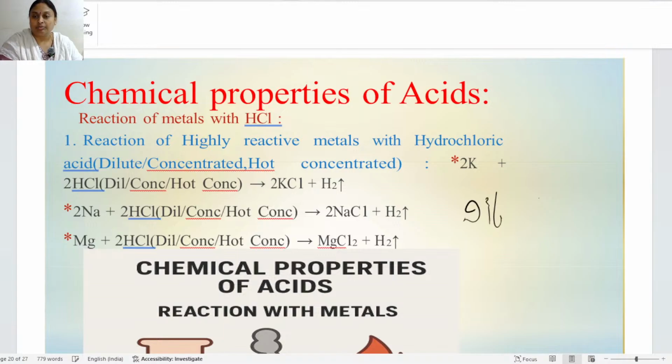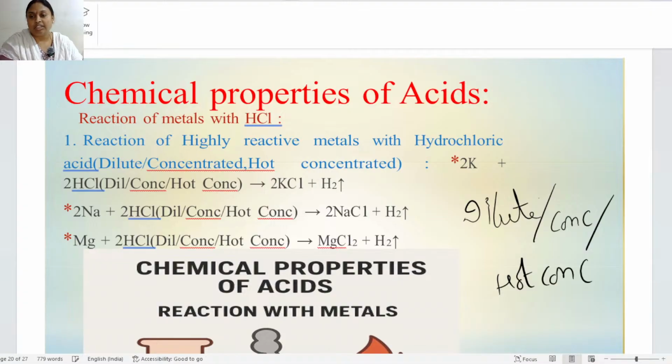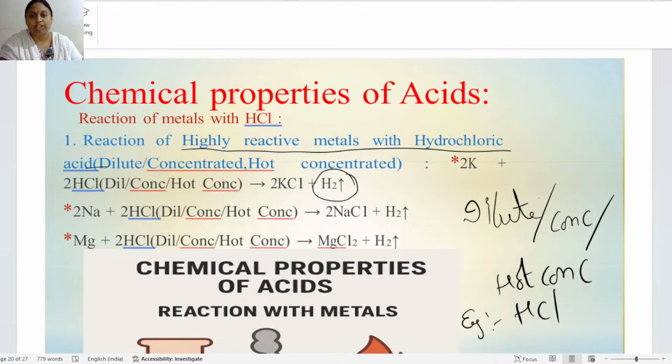Dilute, concentrated or hot concentrated. These are the three conditions. So when it comes to the first example, I am taking HCl. If we take the HCl, it is going to react with the metals. First, the condition of highly reactive metals reacting with hydrochloric acid: every time we see hydrogen gas liberation.